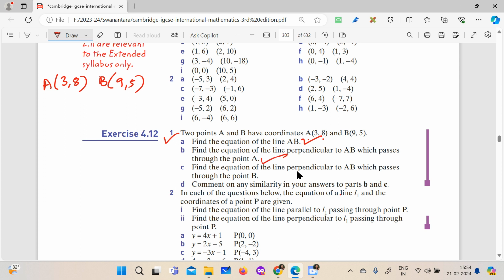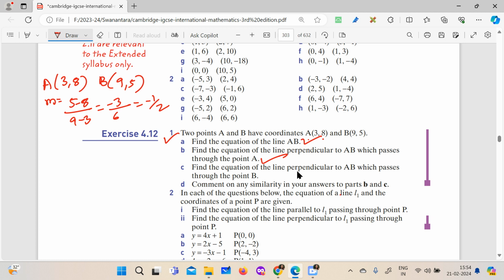First we will do this part, the equation of the line. For that, first we will calculate the slope. So 5 minus 8 over 9 minus 3 is minus 3 over 6, that is minus 1 over 2. Is this clear to you? Finding the slope. Yes.